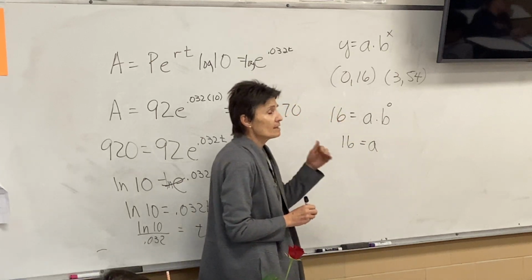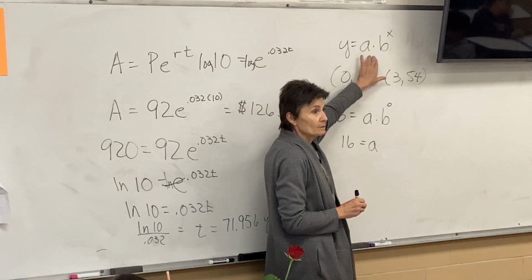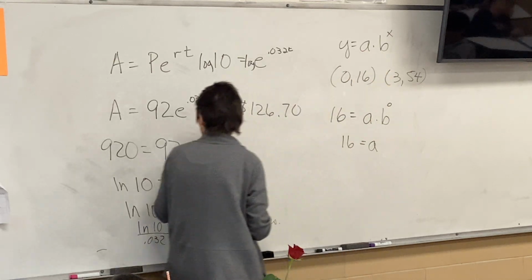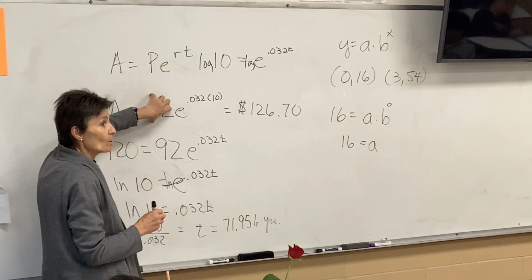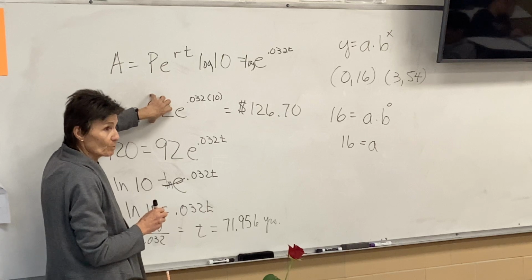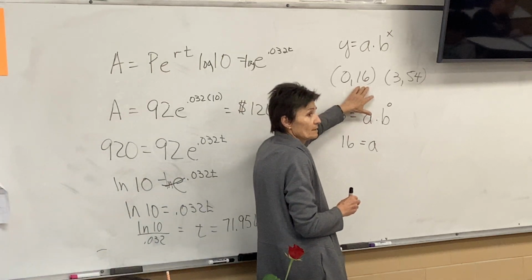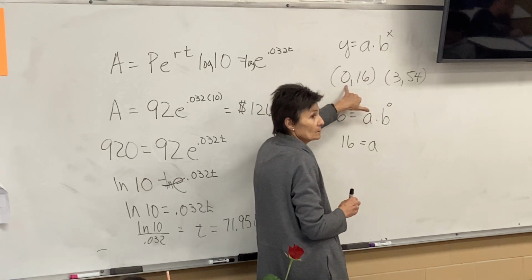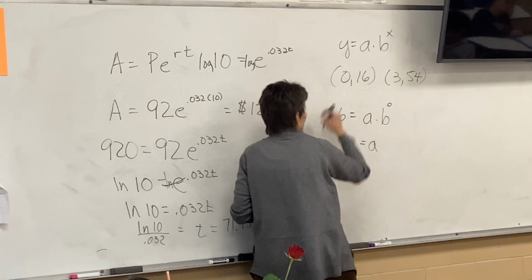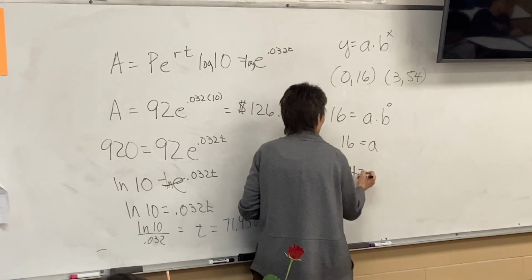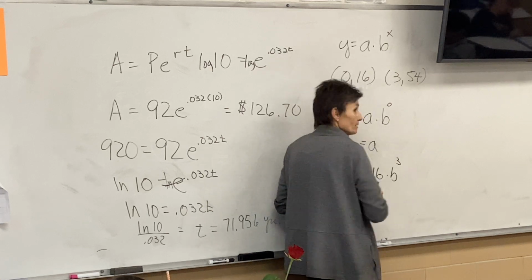Remember, in an exponential, A represents your initial value. Look over here. This number in this position represented how much money I started with. That's your initial value. Your initial value is your y-intercept, at x equals 0. So yeah, 16 is A. Then take your other point and plug it in. So 54 equals 16 times B to the 3rd.